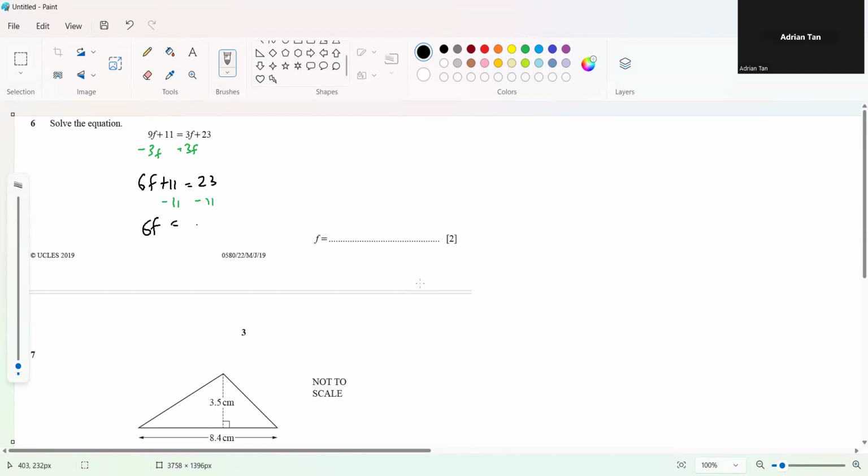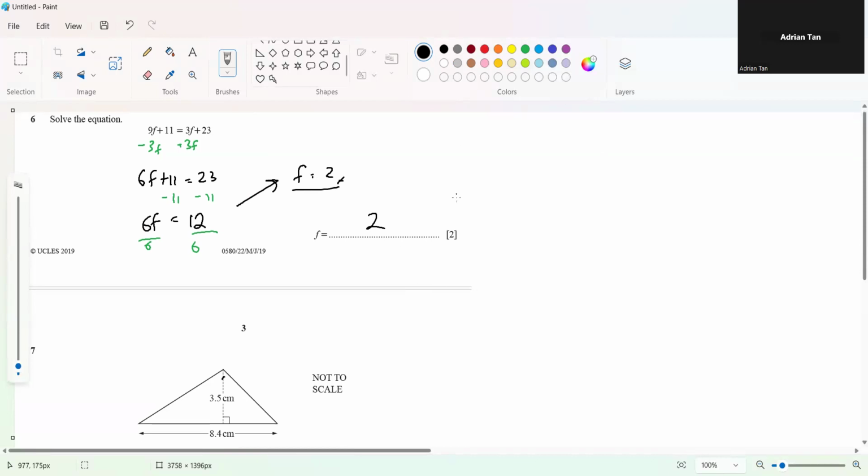So that would be 6f equals 12. And then finally, we divide 6 on both sides. So our answer would be f equals 2, right? And that's number 6 done. So moving on to question number 7.